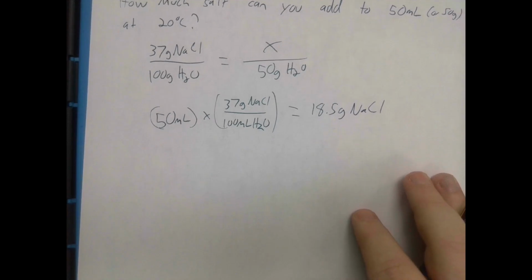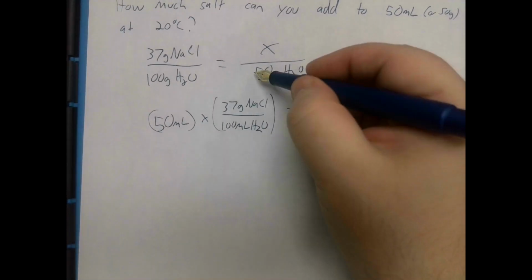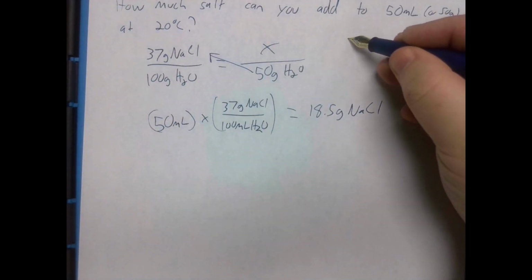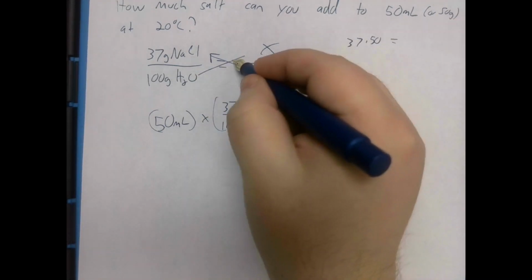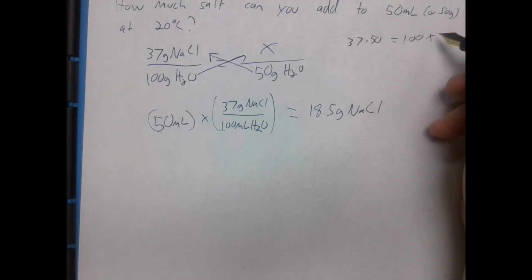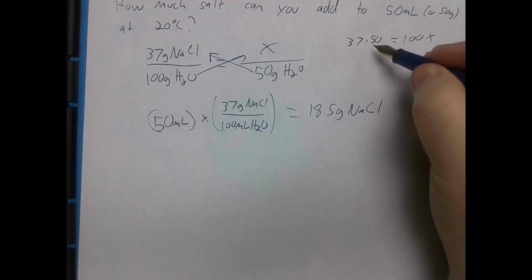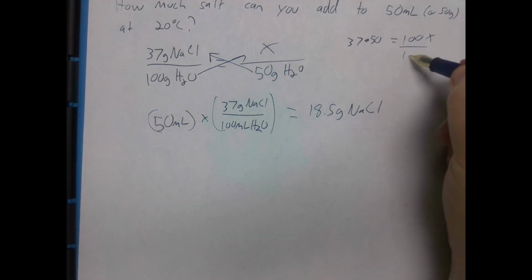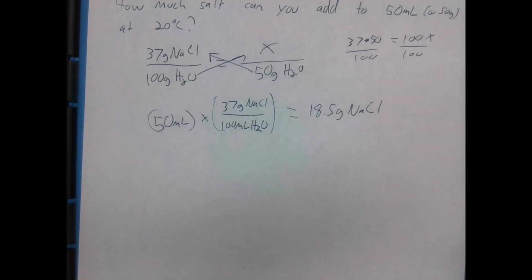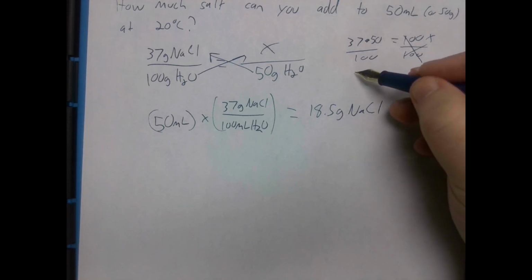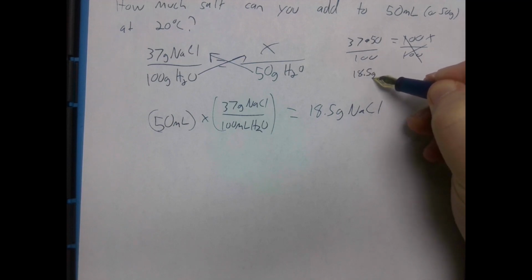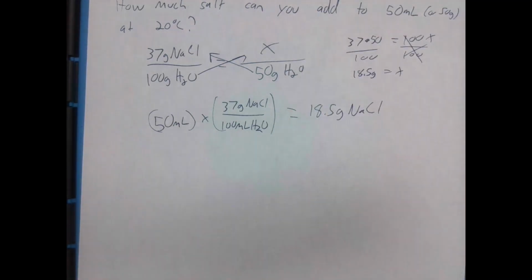If you were to cross multiply, you get the same result. So that's 37 times 50, and then this over here, that's 100 times x. And then we divide by 100 on both sides. And I get 37 times 50 over 100. That's 18.5 grams, which is your x.